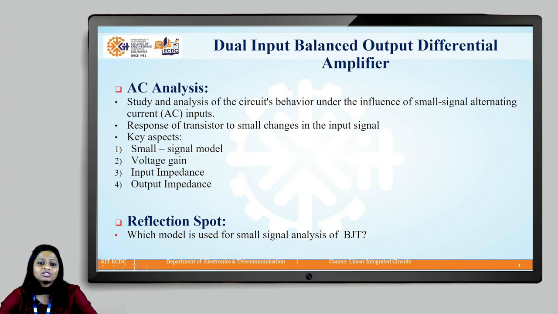Here I would like to ask you a question. You can pause this video for a few minutes and try to recall which model is used for the small signal analysis of BJT.